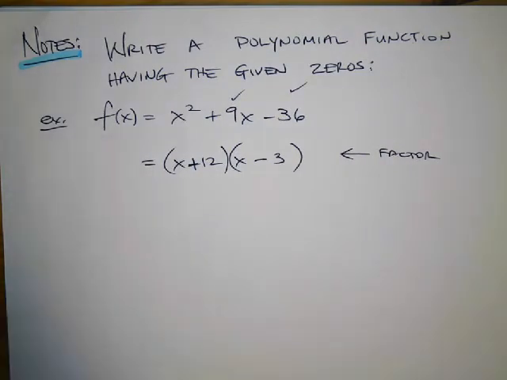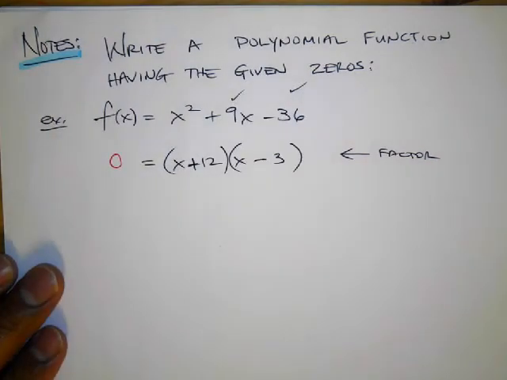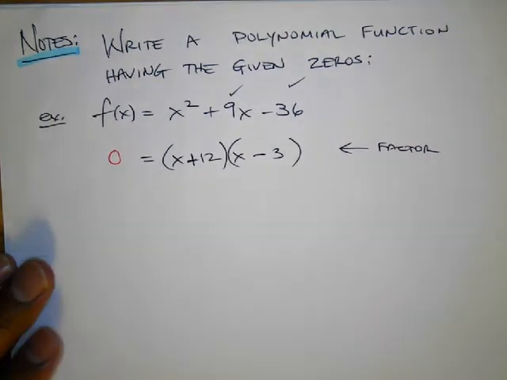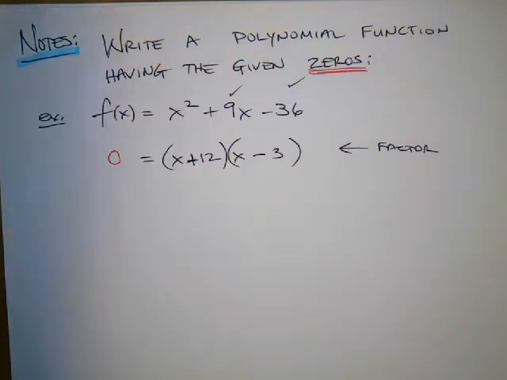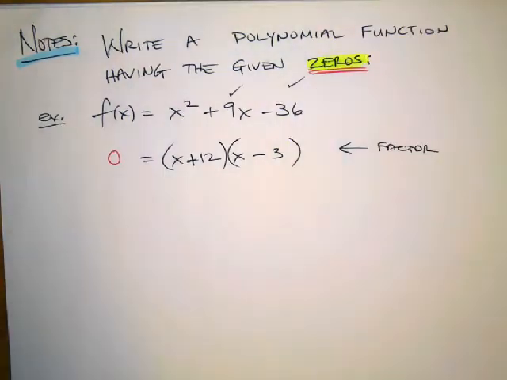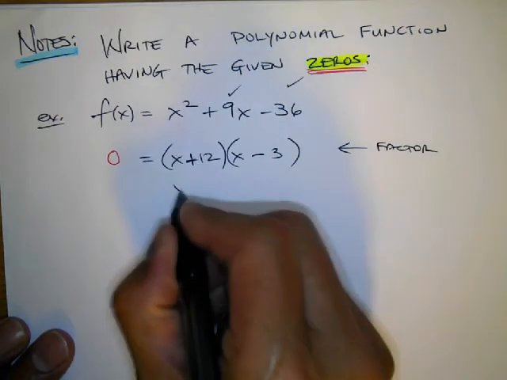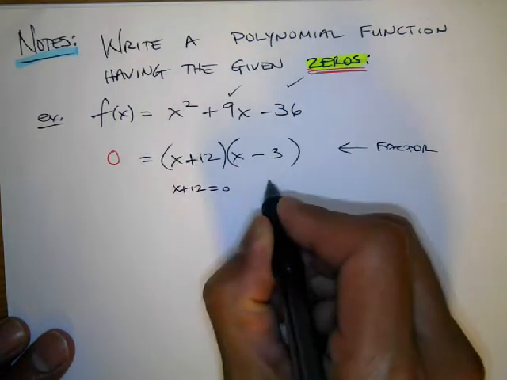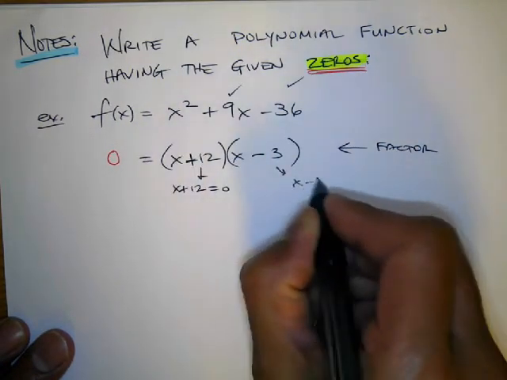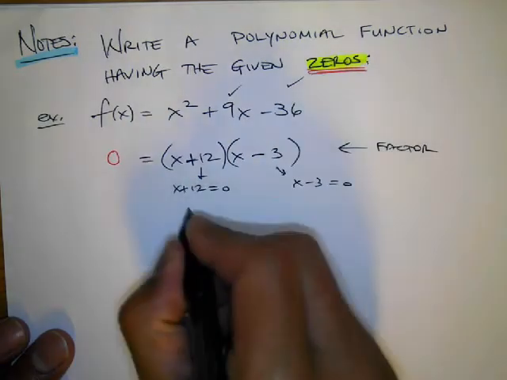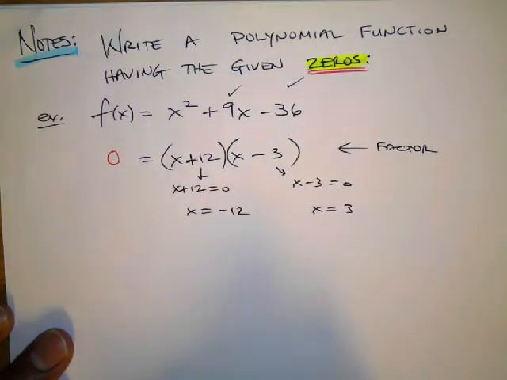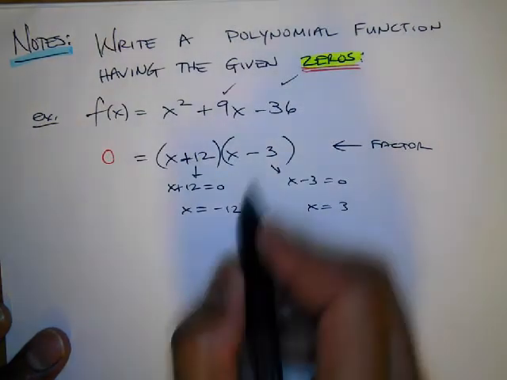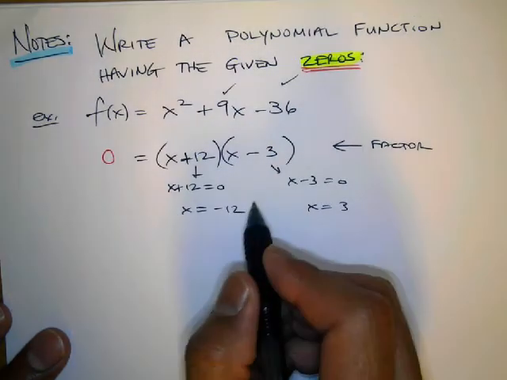And then to find the zeros, well, we set this equal to 0. Now we find the zeros, right? Remember the keyword zeros here? And then you set this one equal to 0, x plus 12 equals 0, and then you set this one to 0. Oh, okay, easy, right? And then you get x equals negative 12, x equals positive 3. And you're like, well, what's the big deal?